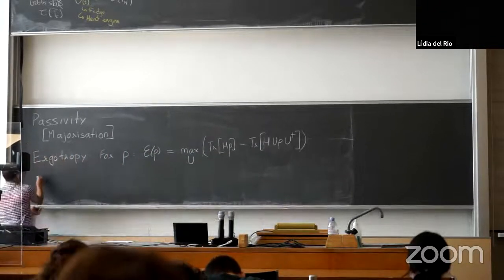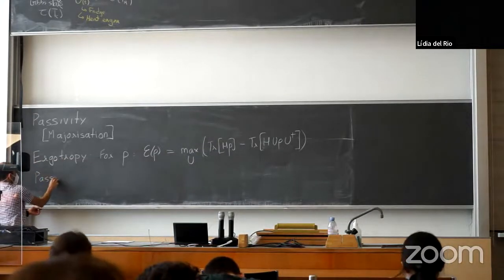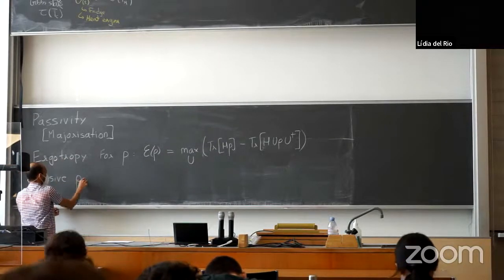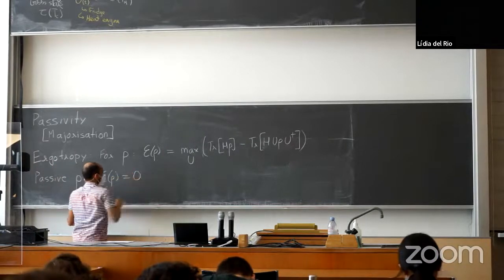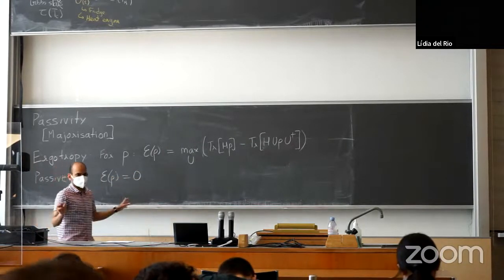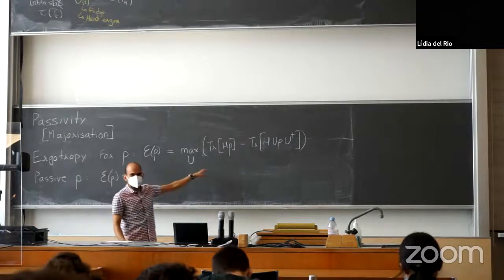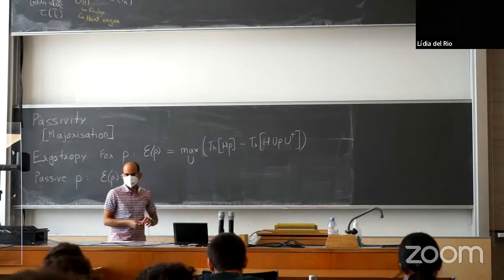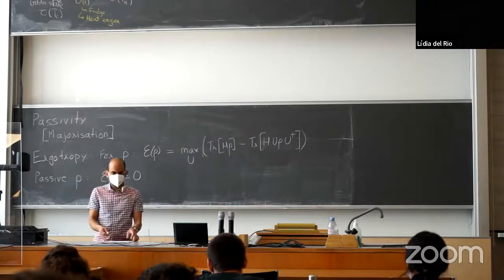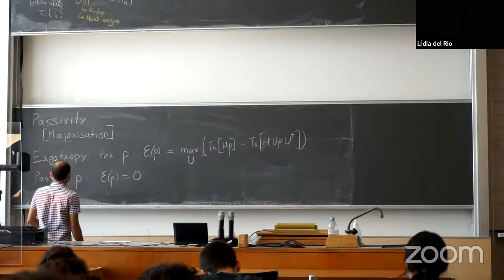And a passive state rho has ergotropy 0. So a passive state is exactly a state where I can do whatever unitary I want on it, but I can only increase its energy. I cannot actually take energy from it. Okay, so that's the notion of a passive state.